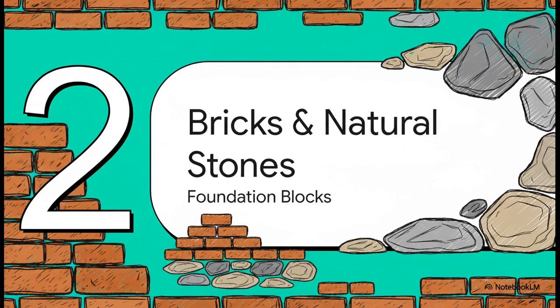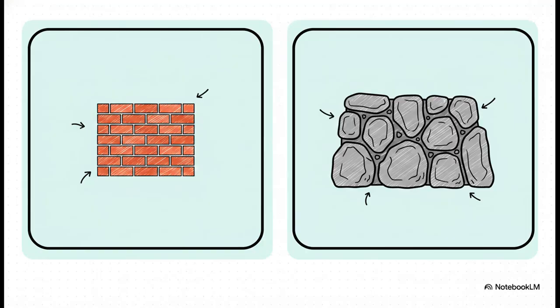Section 2. Bricks and natural stones. Let's look closely at our primary foundation blocks. When it comes to masonry, your site conditions entirely dictate what material you choose. Take manufactured burnt clay bricks, for instance. They're molded and kiln-fired, which gives them a wonderfully uniform shape, great fire resistance, and makes them very economical. They're absolutely perfect for standard partition walls in local residential builds.